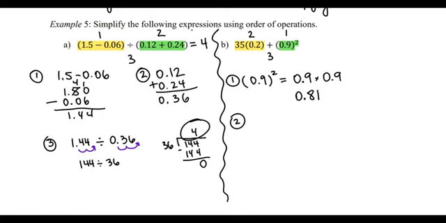Step 2, I need to multiply 35 by 0.2. So 35 times 0.2. All right, so 5 times 2 is 10, 3 times 2 is 6, 7, so it's the same as 35 times 2, which is 70. I need to make sure that wherever I place the decimal point, I have one number behind the decimal point. So the answer from step number 2 is a 7.